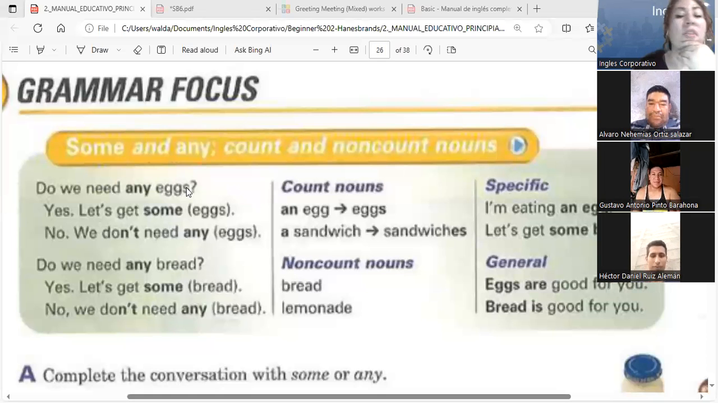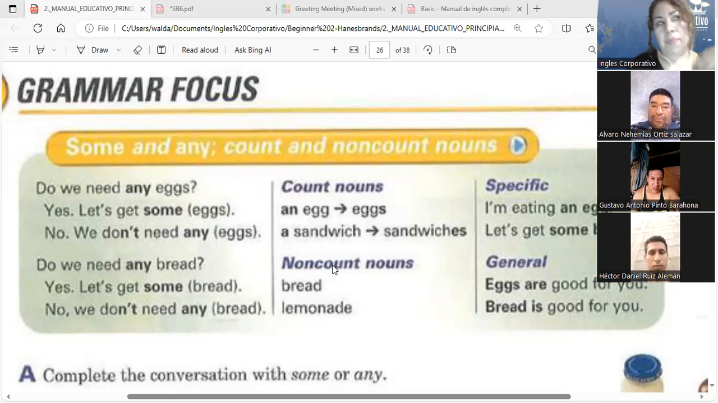Okay. All right, so let's talk about count and non-count nouns. Okay, let's start with this. So what are count nouns? Count nouns are the vocabulary that you can count, that it's possible for you to count. So you can put a number. 1, 2, 3, 4, 5, 6, 7. Those are count nouns. For example, eggs. We can say an egg or eggs. We can put a number to the eggs.